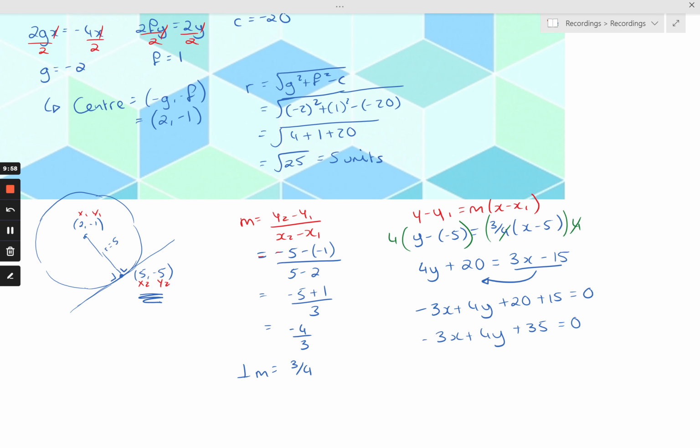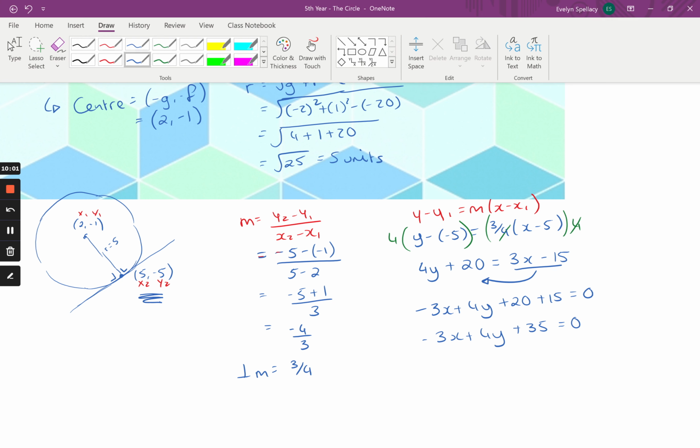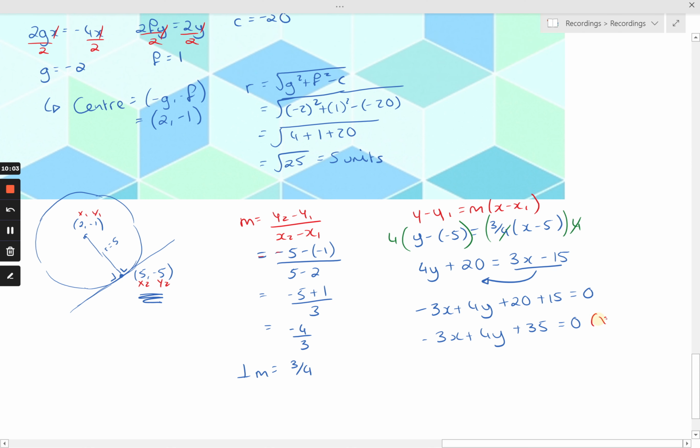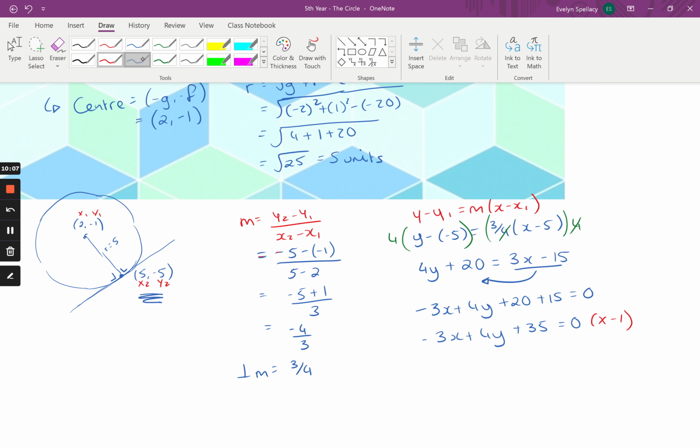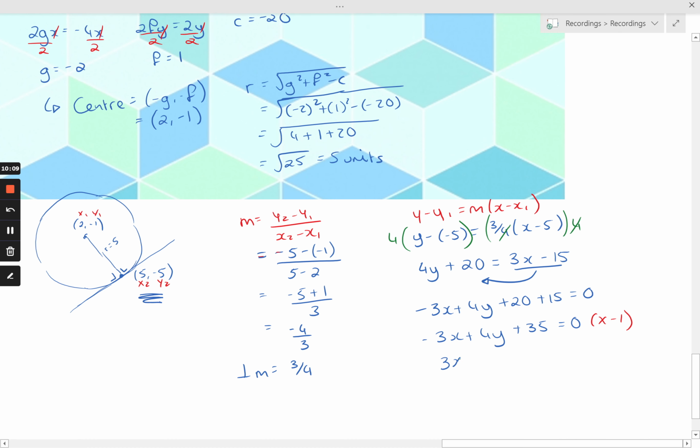And if you wanted your x to be positive because it's at the start of the equation, we can multiply by minus 1, but we don't have to, but it's nice to clean it up. Okay, so I get 3x minus 4y minus 35 is equal to 0. And this is now the equation of my tangent.